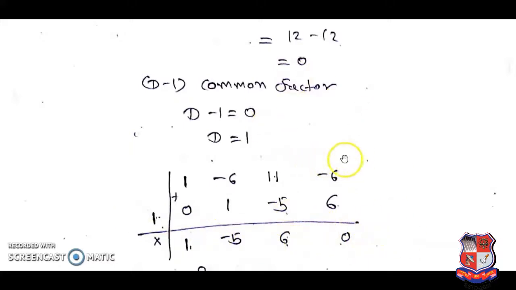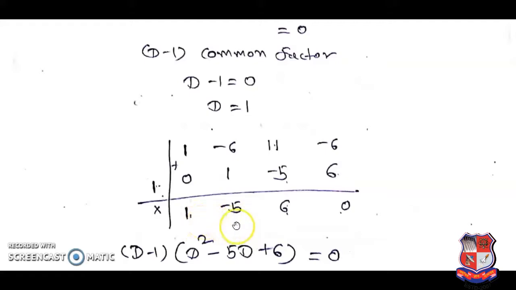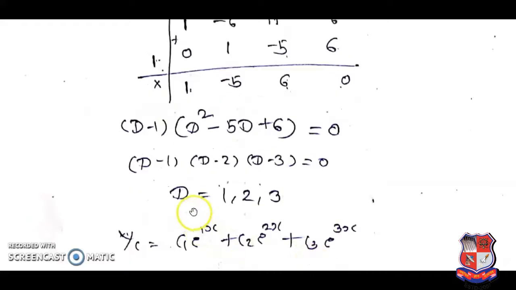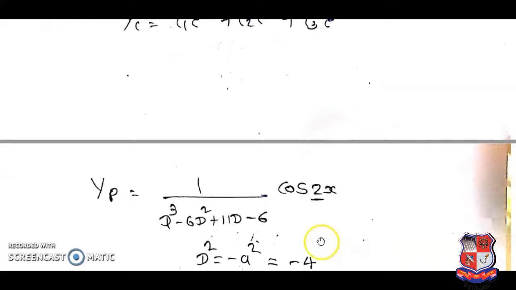So the equation in cubic form, with this table method we reduce it to quadratic form, the coefficients of the quadratic equation. So 1d square minus 5d plus 6. Now find the factors of 6 that give 5. So 3 twos are 6. So d minus 2, d minus 3 equal to 0. So the roots are d equal to 1, 2, 3. That is the YC, CF solution, real and non-repeated. So C1 e raised to 1x, C2 e raised to 2x and C3 e raised to 3x.